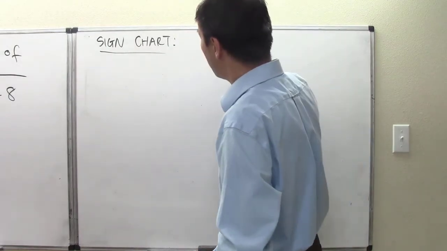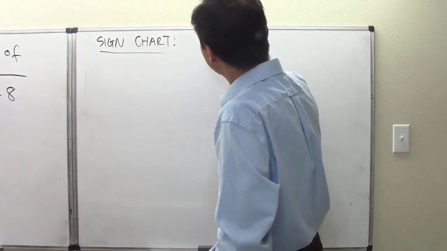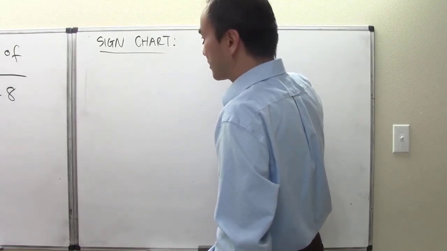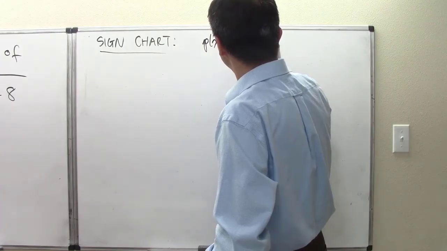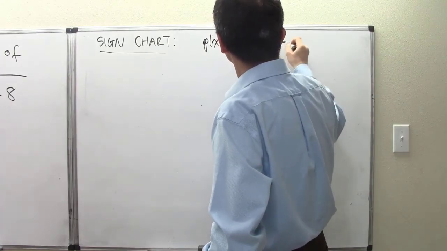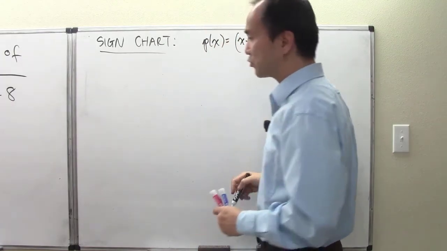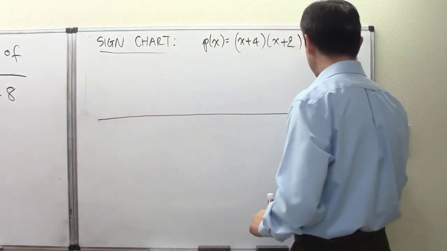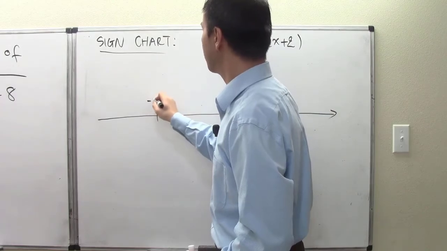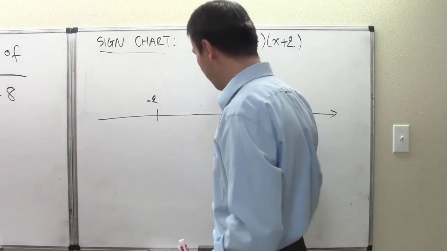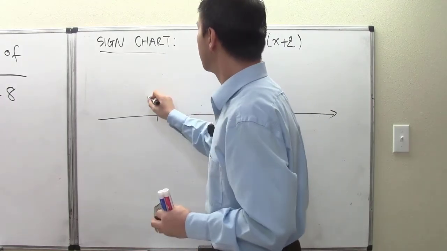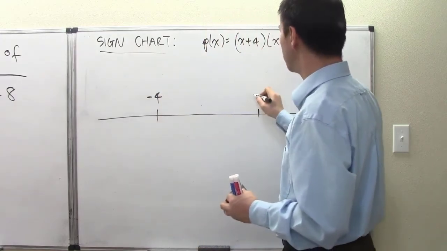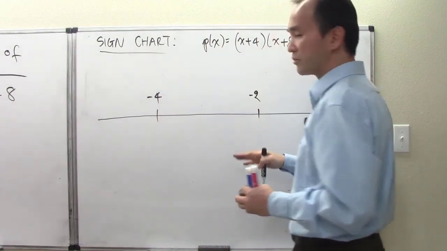All right. So as far as the polynomial of concern, we're looking at p equals x plus 4 times x plus 2, and the two zeros we have found are -4 and -2. So putting them on the number line, -4 is on the far left, and -2 comes a little bit to the right-hand side.